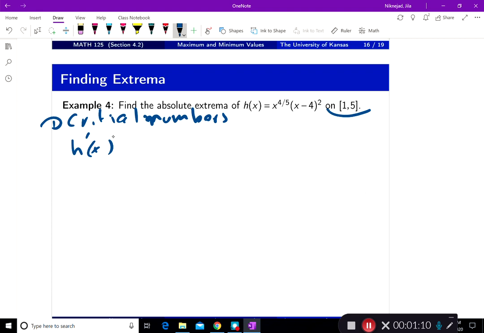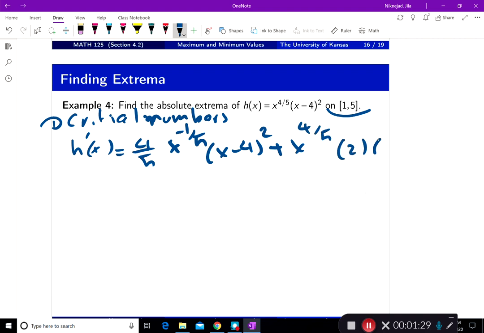H prime of x, it's a product rule here, so 4/5 comes down, x to the power 1 less, times the second one, plus x to the power 4/5 times 2 times x minus 4 to the power 1 less, which is 1, times the derivative of the inside, which is 1. Now, to find the critical numbers, I have to factor the derivative.